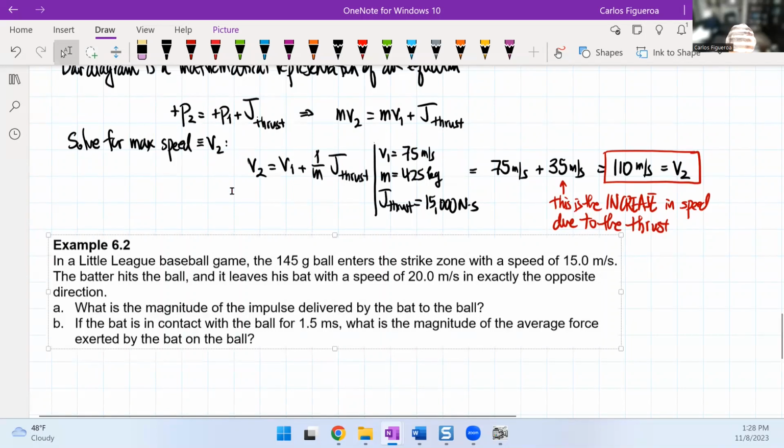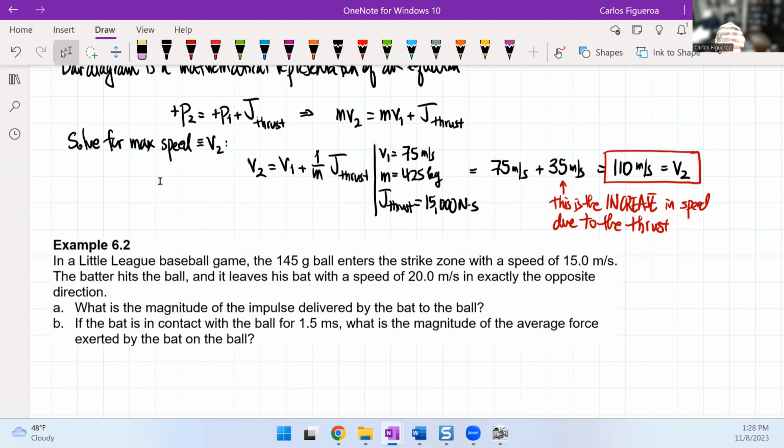So let's look at example 6.2. In a Little League baseball game, the 145-gram baseball enters the strike zone with the speed of 15 meters per second. The batter hits the ball and it leaves his bat with the speed of 20 meters per second in exactly the opposite direction. So what do I want you to do?